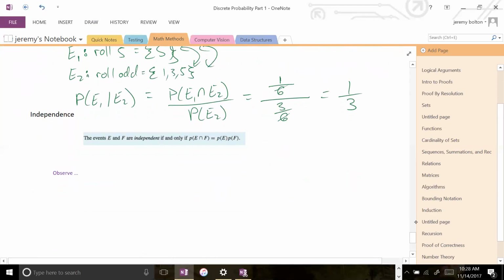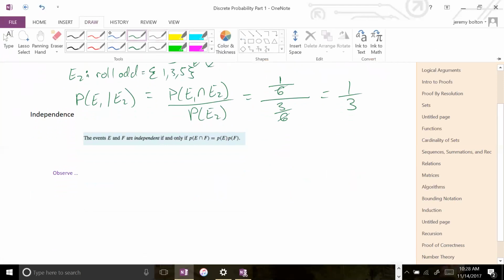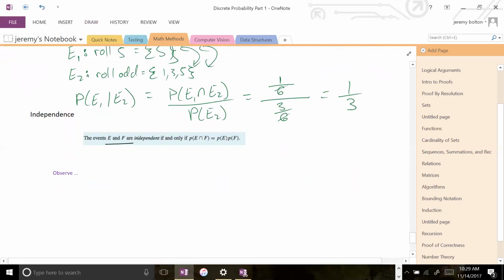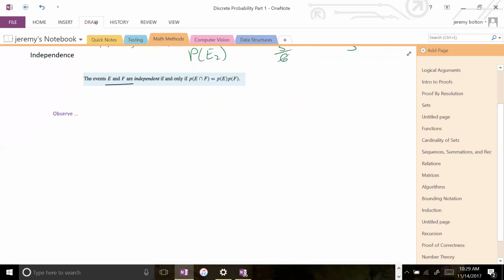Okay. The last concept we'll talk about today is independence. Two events, let's say events E and F, are independent if and only if the probability of E intersection F is equal to the probability of E times the probability of F. What does this mean? Well, let's observe the following. P of E1 intersection E2 over P of E2 is our definition of P of E1 given E2.